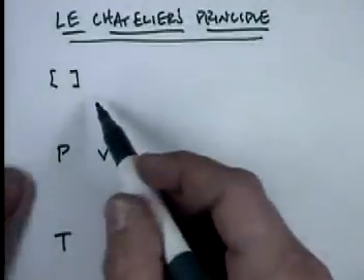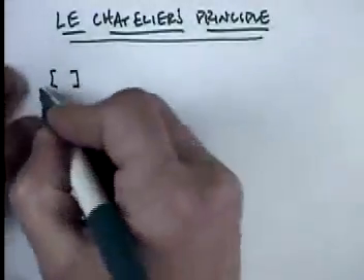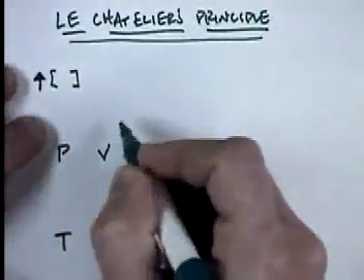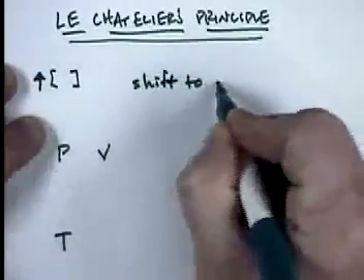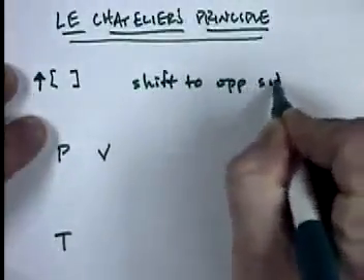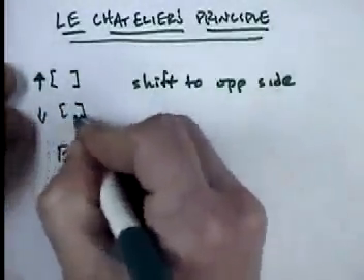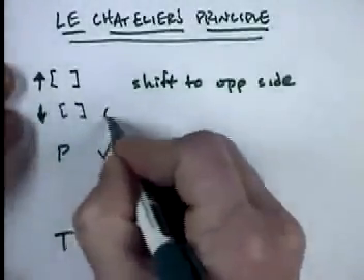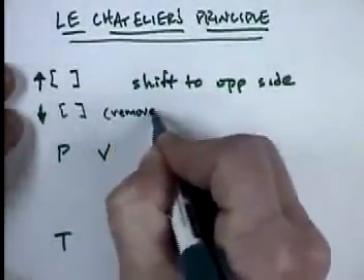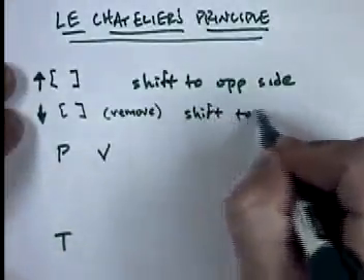Here's a list of how the changes occur. In terms of concentration, if you increase the concentration of a reactant or a product, it will shift to the opposite side. If you decrease the concentration of a reactant or a product, in other words, if you remove some, it will shift to that side.